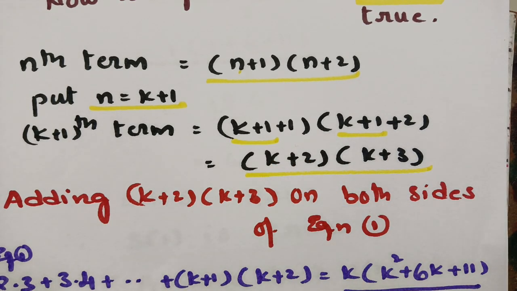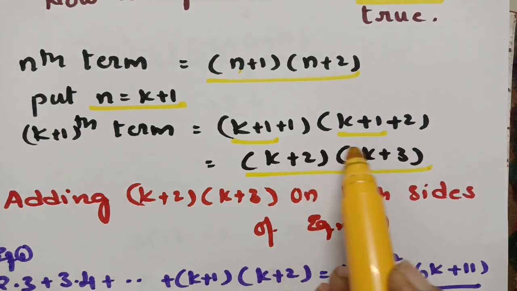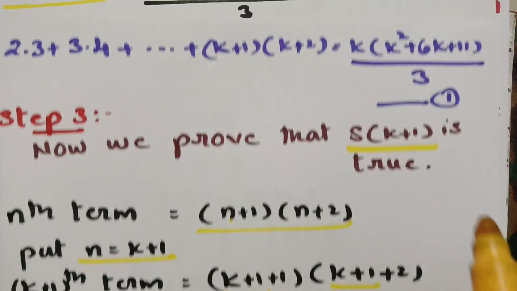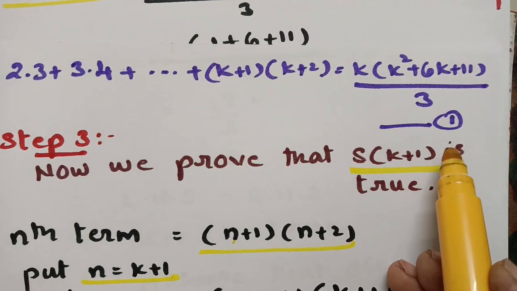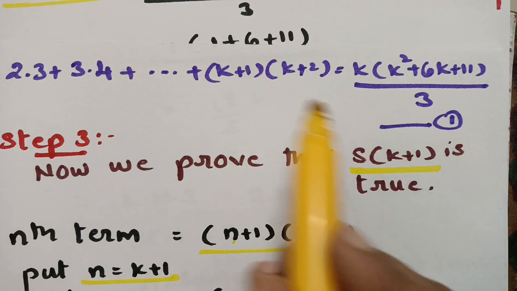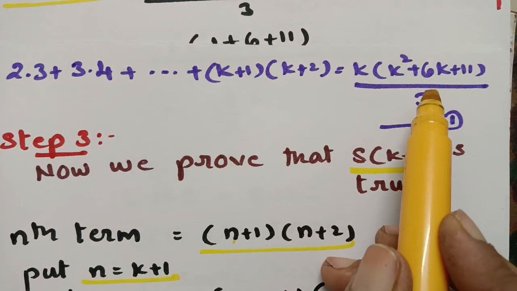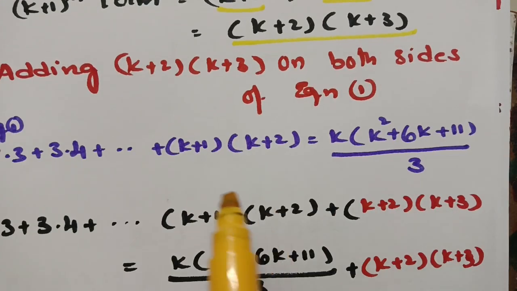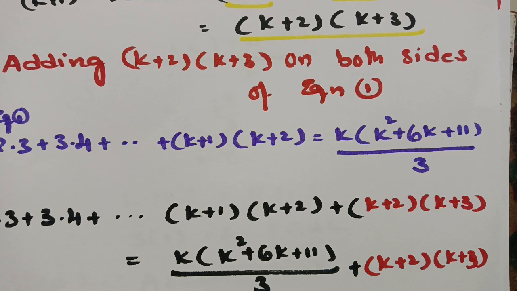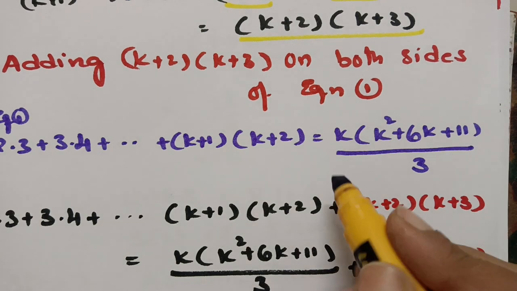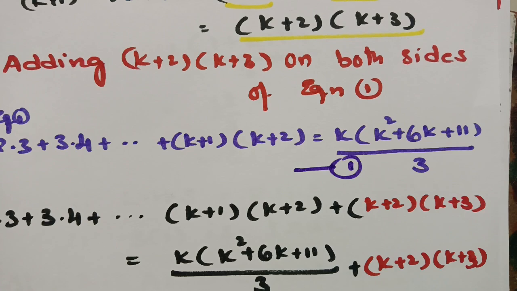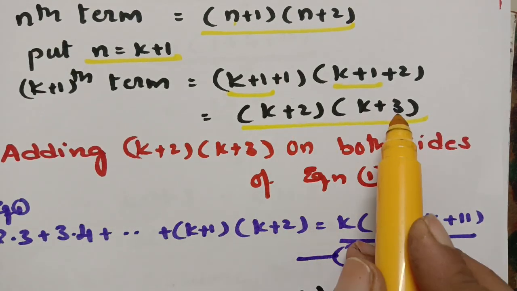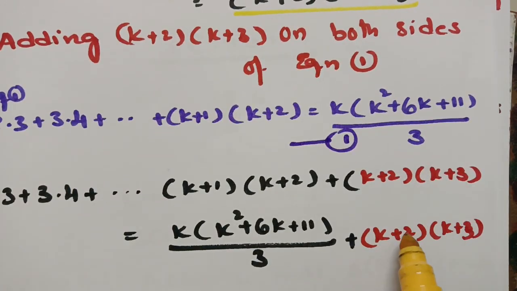Now in order to solve, I am going to add this k plus 1th term on both sides of equation 1. So what is our equation 1? Equation 1 is this one after keeping n is equal to k. So on this side and that side, both sides I am going to add this k plus 2 into k plus 3. Clear? So this is our equation 1. In this equation, I have added this k plus 2 into k plus 3 on both sides.